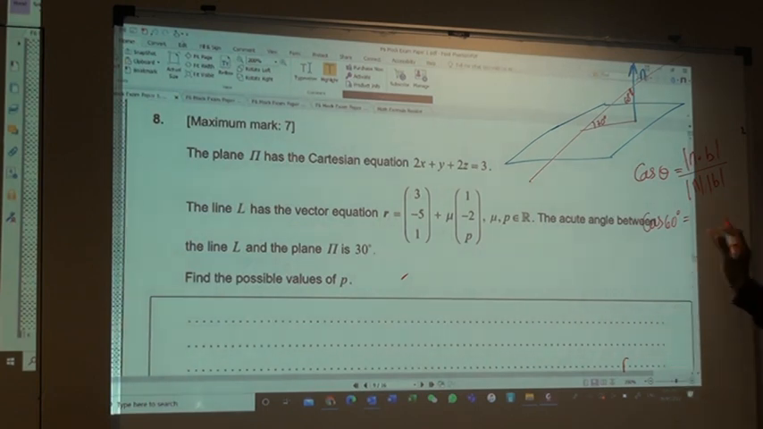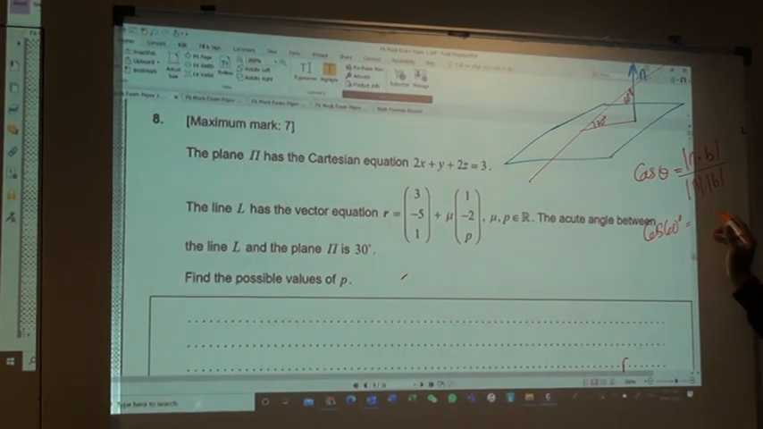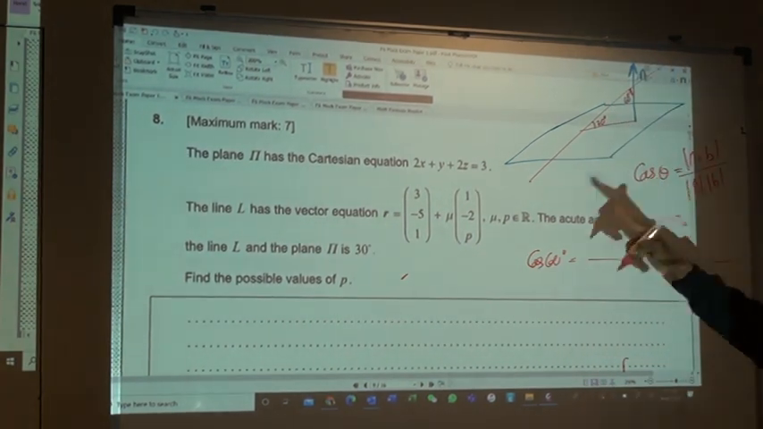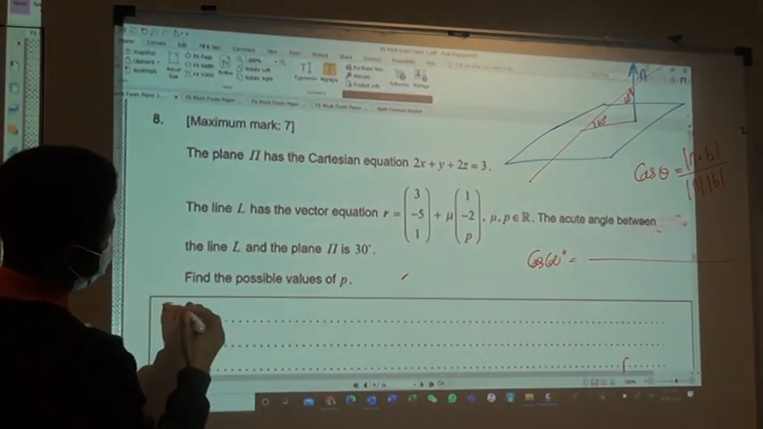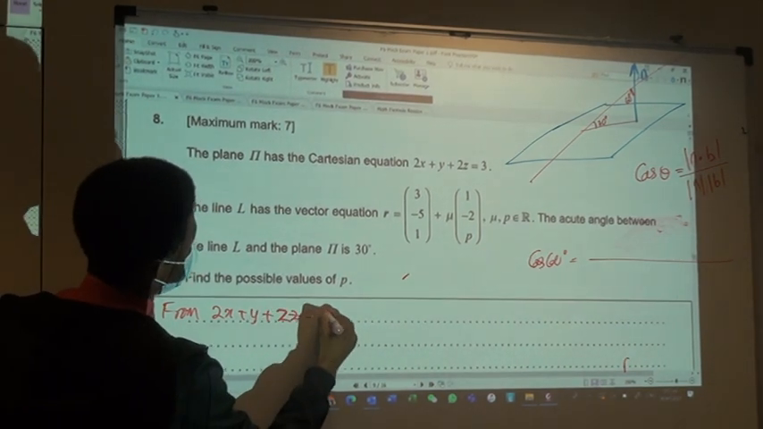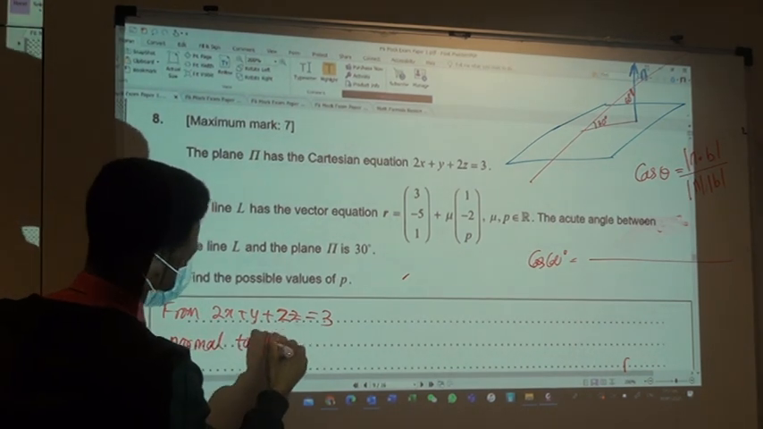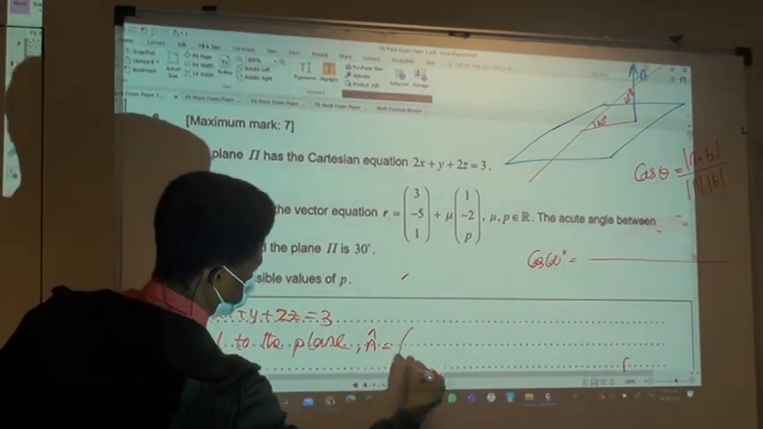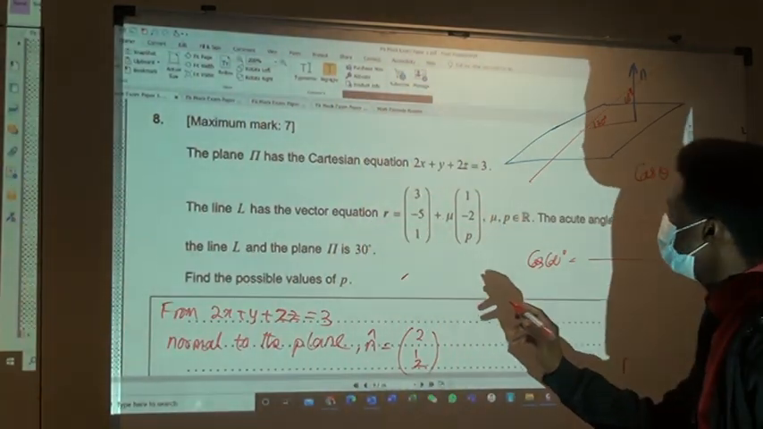Understand? So you have cos 60. Cos 60 is equal to the dot product of (2, 1, 2). So like I said, don't forget, from 2x plus y plus 2z equals 3, the normal to the plane is (2, 1, 2), something like that. So that is what I need here, (2, 1, 2), and this one.